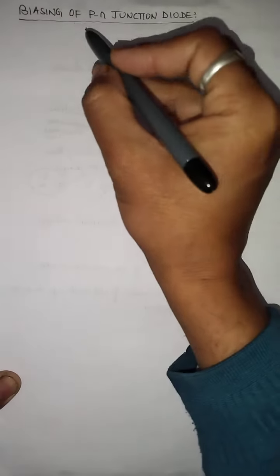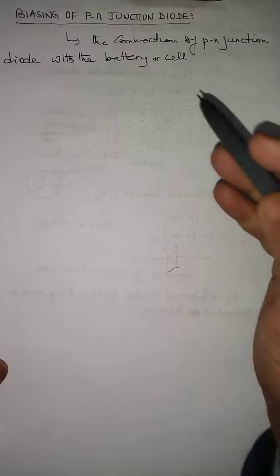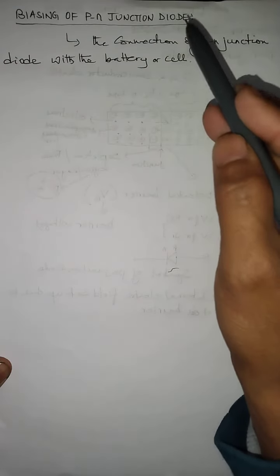Now biasing is related to the connection of a PN junction diode with the terminals of an external source. The external source can be a battery or a cell, because a PN junction diode can conduct current in the presence of what field? Electric field. So when we connect the PN junction diode with a cell or battery, the process of connecting it is called biasing of PN junction diode. So biasing of PN junction diode is nothing but the connection of a PN junction diode with a battery or cell, that is, supplying electric field to the diode.